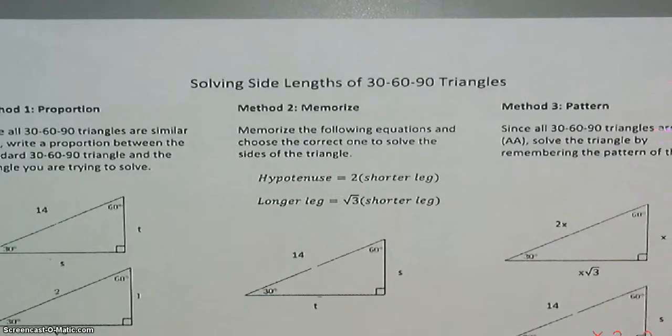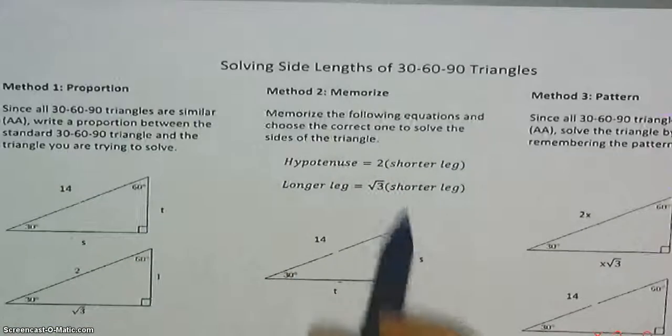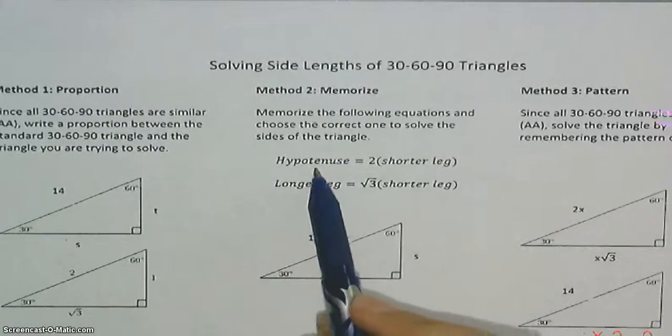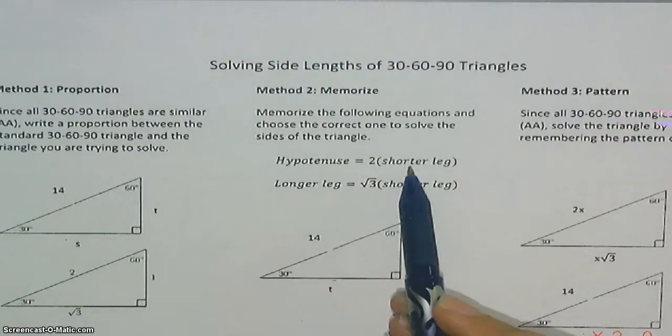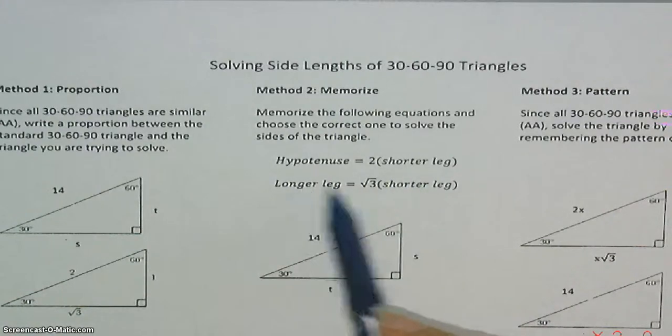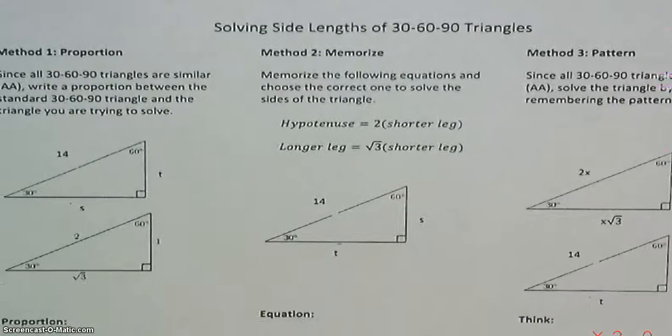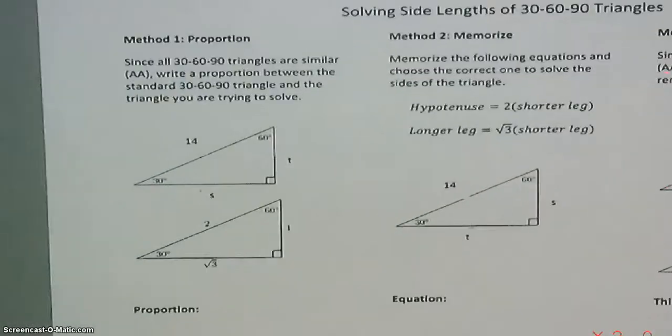Now, there's a couple of ways you can do it. My least favorite way is memorizing. I don't like to memorize things. But if you want to, you can memorize that the hypotenuse is double the shorter leg, and that the longer leg is root 3 times the shorter leg. So that's one way that you can do these problems, and I'll show you that in a moment. My favorite way is to write the proportion, like before, and I'll show you all the different methods.